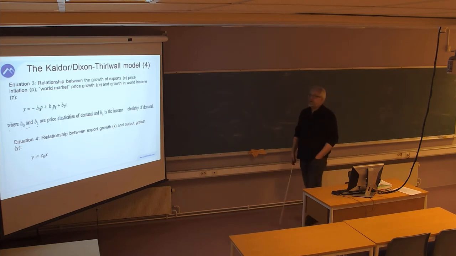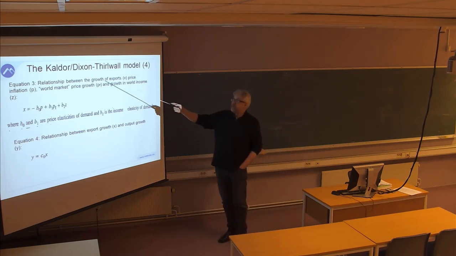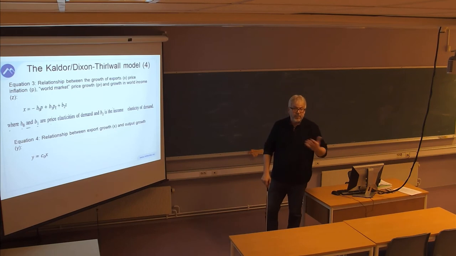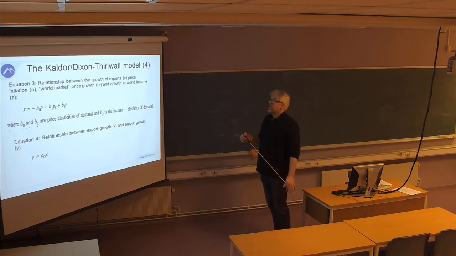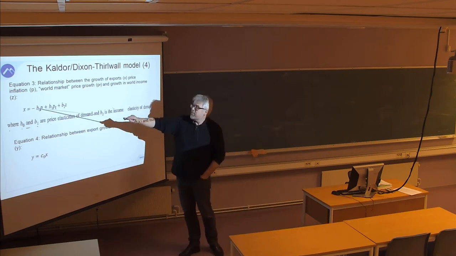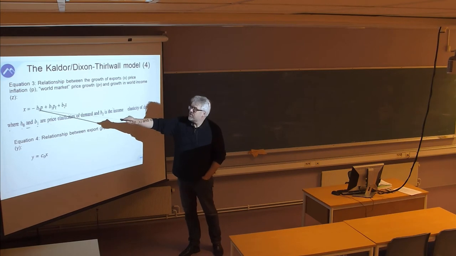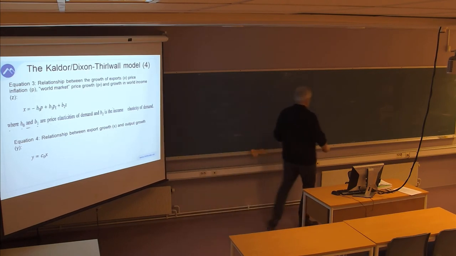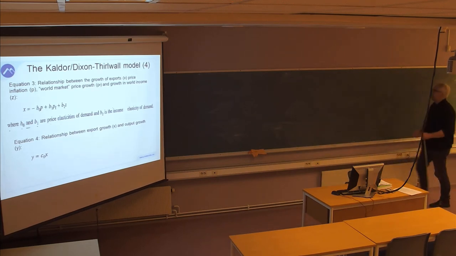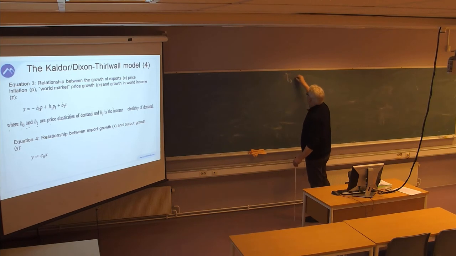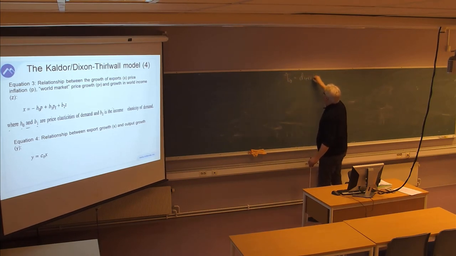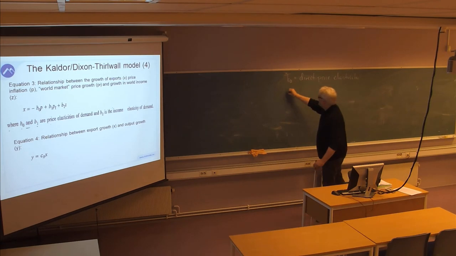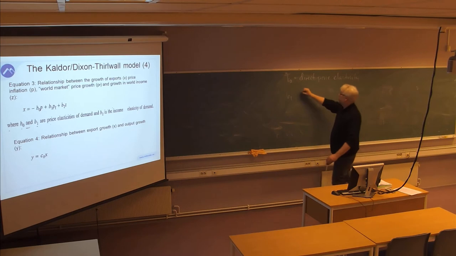Then the third equation is the growth of exports. X is the quantity, the growth in the quantum of a given commodity that we export. These are price elasticities. The B0 and B1 are price elasticities. So B0 is the direct price elasticity, and B1 is the cross price elasticity. I'll explain what I mean by that.